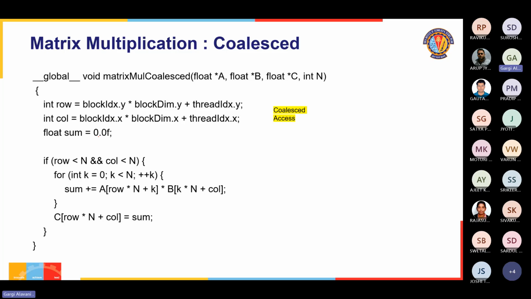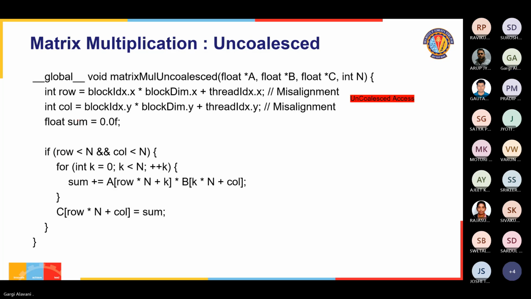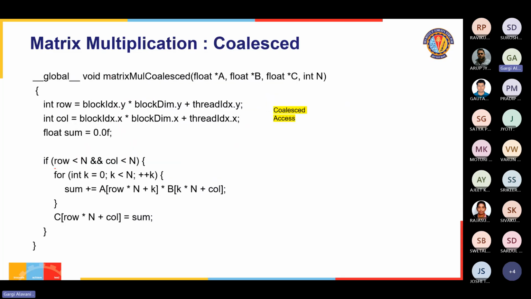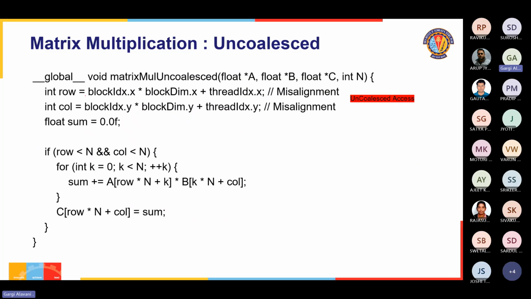This is an example of matrix multiplication, which is coalesced and uncoalesced. Here the data is coalesced because we are doing the fetching row-wise. Here the row is blockIdx.y times blockDim.y plus threadIdx.y. If the row becomes blockIdx.x times blockDim.x plus threadIdx.x, this is misalignment, which will give you uncoalesced accesses.